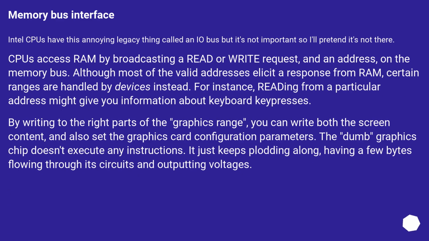Memory bus interface. Intel CPUs have this annoying legacy thing called an I/O bus, but it's not important, so I'll pretend it's not there. CPUs access RAM by broadcasting a read or write request and an address on the memory bus. Although most of the valid addresses elicit a response from RAM, certain ranges are handled by devices instead. For instance, reading from a particular address might give you information about keyboard key presses. By writing to the right parts of the graphics range, you can write both the screen content and also set the graphics card configuration parameters. The dumb graphics chip doesn't execute any instructions. It just keeps plodding along, having a few bytes flowing through its circuits and outputting voltages.